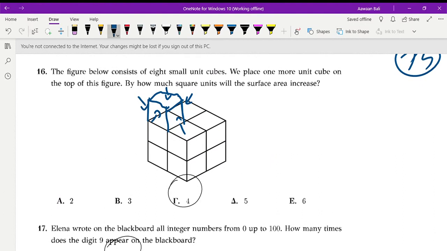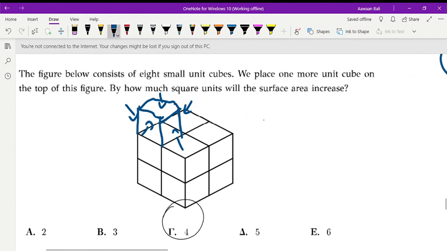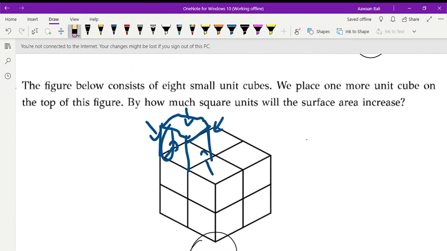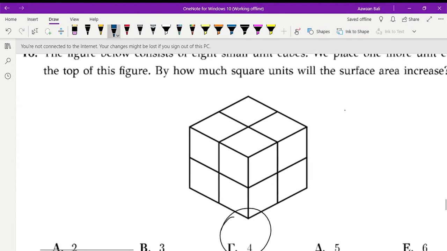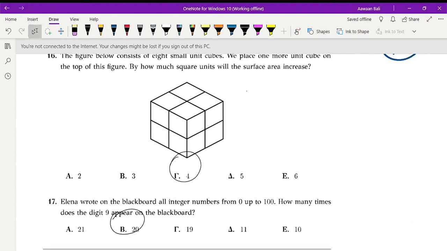So you think the total surface area would increase by 5, right? Well, if you thought 5, I'm sorry, but that's wrong, because when you're placing this cube, not only does the base of the new cube get covered, but also the top of the cube it's being placed on is covered. That means two sides are lost, so it would only increase by 4 square units, which means gamma, C, which is 4. That is correct.